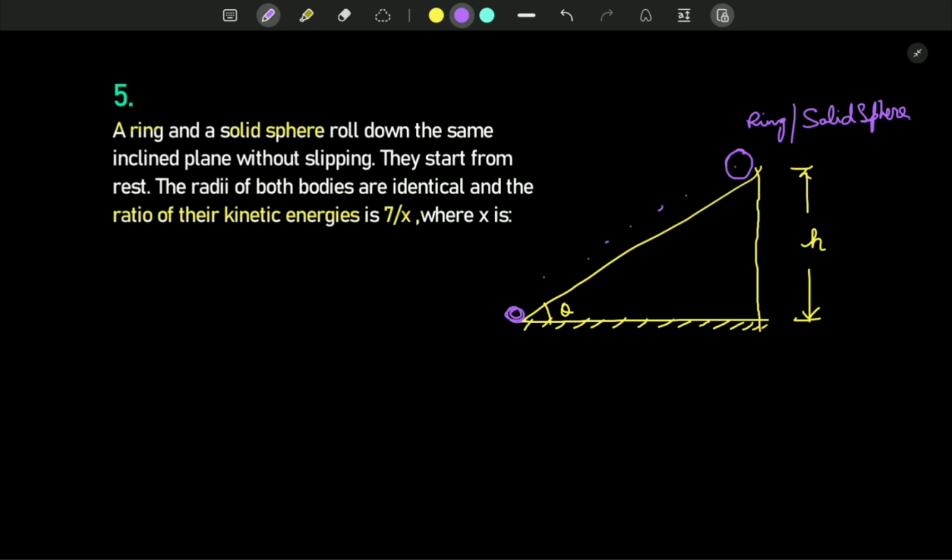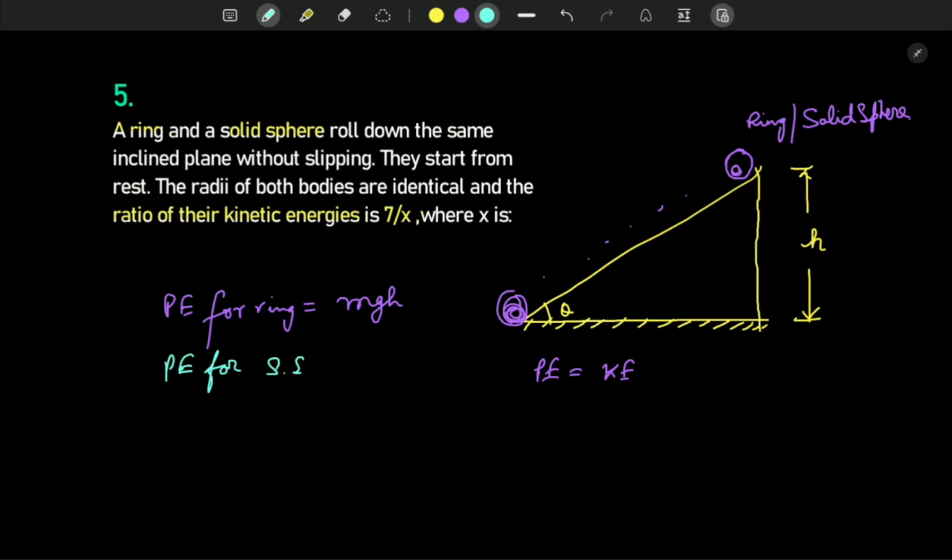So in either of the cases, the potential energy P will be equal to the kinetic energy K. Now the potential energy P for the ring is equal to mgh, no problem. And the potential energy for the solid sphere is also mgh. So both the potential energies are the same because they are kept at the same position, and when they fall down, both the kinetic energies will be the same. Why? This is because I have used energy conservation.